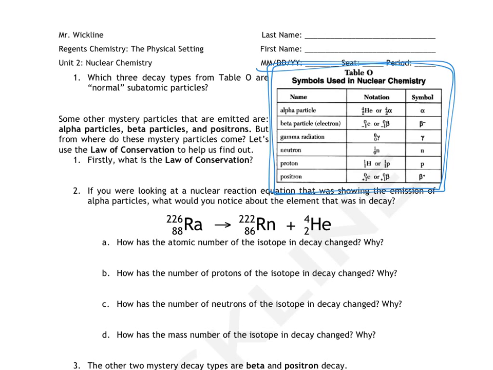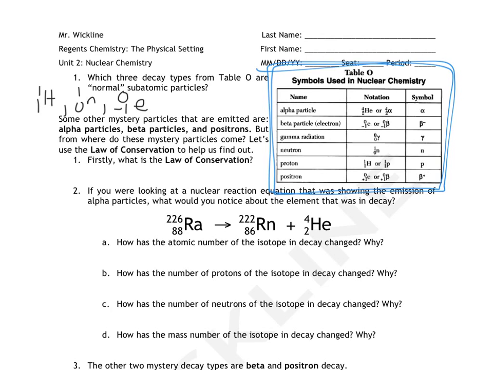So the three decay types from Table O that we might consider normal would be things that look like protons, and things that look like neutrons, and things that look like electrons. So I went off the beaten path a little bit here with the symbols I chose, but I chose this symbol to represent proton. It is one option in addition to the P. I used this symbol to represent neutron, which is my typical symbol, and I used this one to represent the electron because sometimes people would use a Greek letter B, which is beta.